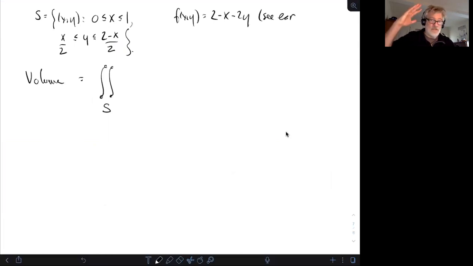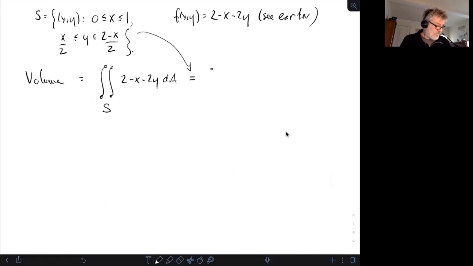That's my ceiling. Okay? 2 minus x minus 2y. Okay, so that's my volume. And it's a type 1 region.